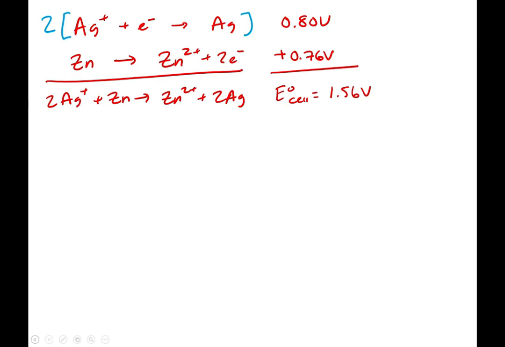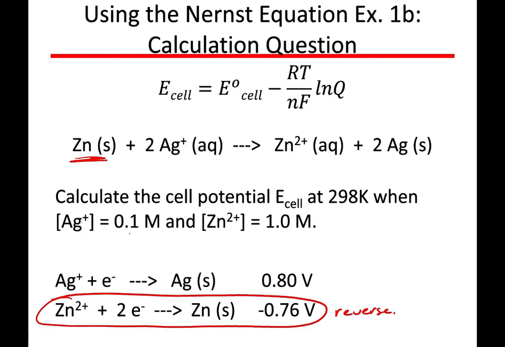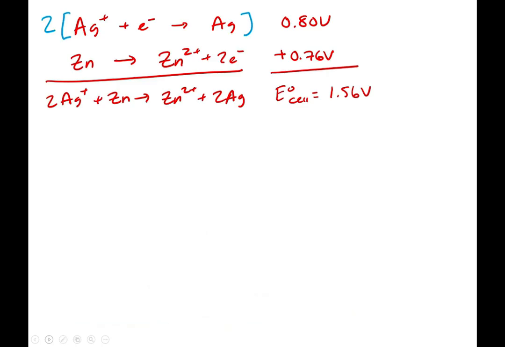That would be what the cell potential would be if everything was at 1 molar concentration. But it's not. We're told in this problem 0.1 molar concentration of Ag+ and 1 molar concentration of Zn2+. So now we're going to use the Nernst equation to convert the standard cell potential into a non-standard cell potential. Let's go about doing that.